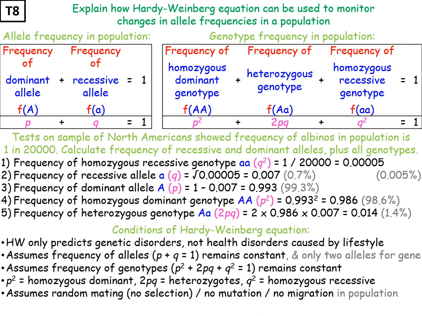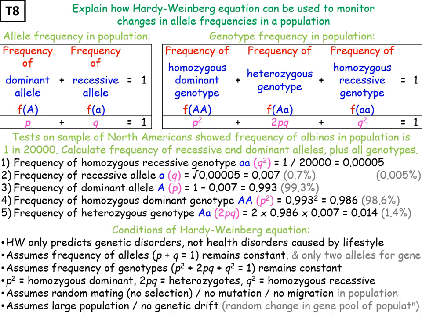We're assuming that there is random mating, therefore no selection pressure. In other words, because there is random mating, there is no advantage to a certain mating. There's no mutation, so in other words, the allele frequency stays the same. There's also no migration in the population, which could also affect the allele frequency. So because we assume the allele frequency remains constant, we're also assuming that these things that can affect the allele frequency are not happening. We're also assuming it's a large population. A small population will have more fluctuations in the allele frequency, and there's an assumption that there's no genetic drift, so no random changes in the gene pool of a population. If we don't have these random changes, then the allele frequency is not changing.